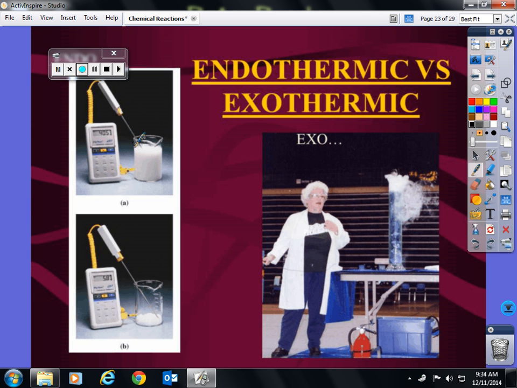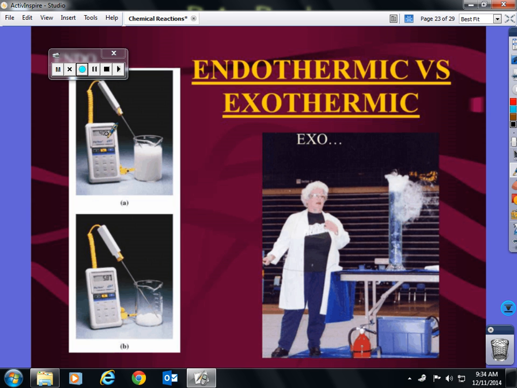Over here we can see in this picture, it started at 40.5 degrees and it went down to 5.8. So this one is endo, it's getting very cold. This one, you can see it's heating up, so it's exo.